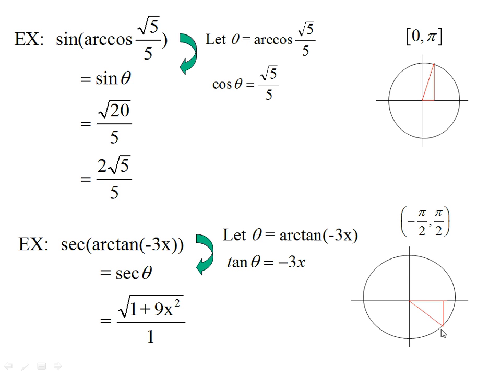So once again, I draw in my angle, always connect to the x-axis, and I label the sides of my triangle. Since tangent is y over x, the y side I would call minus 3x, and the x side I would call 1. Y over x, minus 3x over 1. And then I can do my Pythagorean theorem to get the hypotenuse. So 1 squared plus negative 3x squared, and then the square root would be root 1 plus 9x squared. And then again, I'm looking for the secant. Secant is the reciprocal of cosine, so I'm looking for hypotenuse over adjacent. The hypotenuse was the square root part, and adjacent is 1.